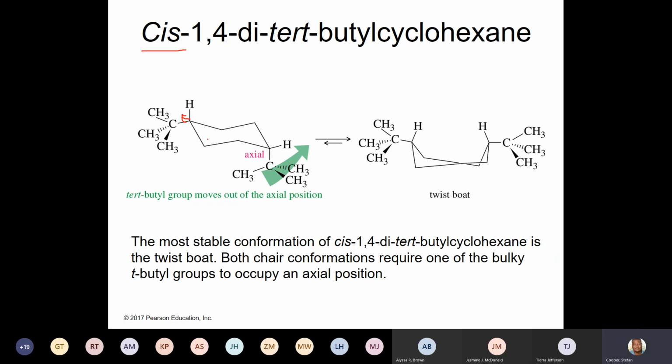And if I want to ring flip this, right? How can I do that? How can I ring flip this? What would happen?